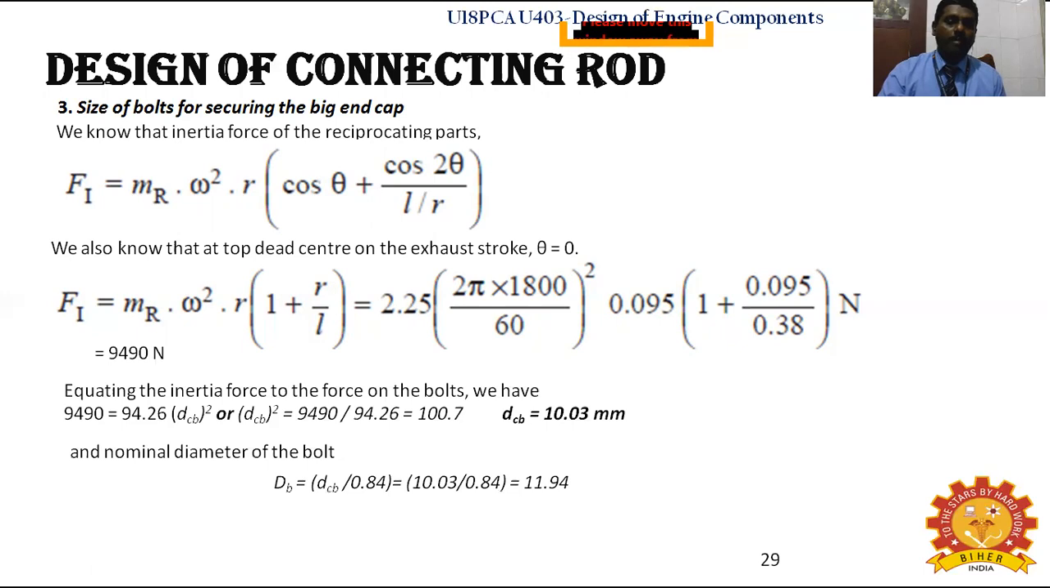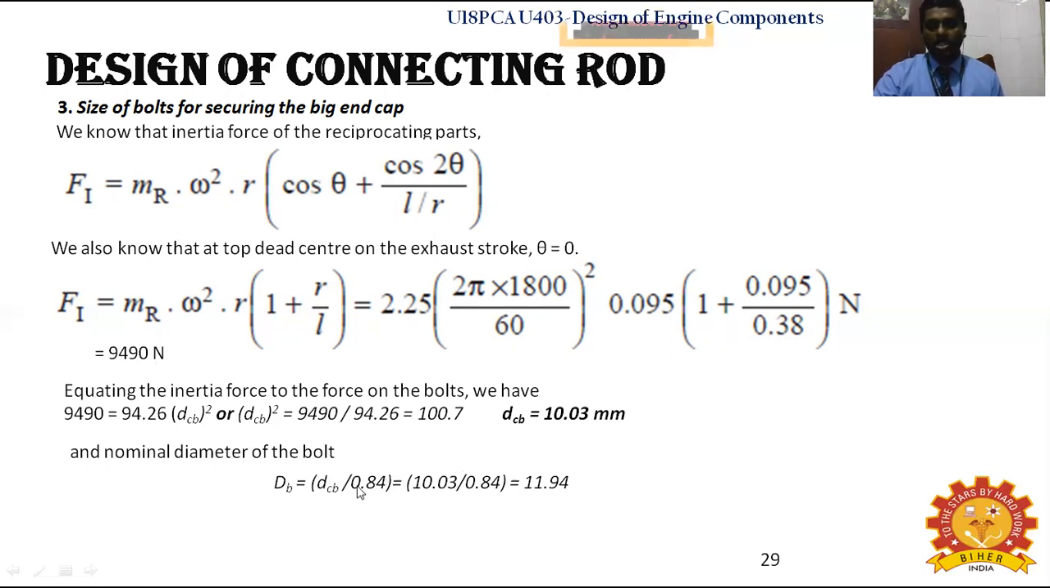So now you are getting the calculation of dcb, the core diameter. There is a correlation. If you have to identify the nominal diameter, then, seeing it with the core diameter, the core diameter is 0.84 times the nominal diameter.